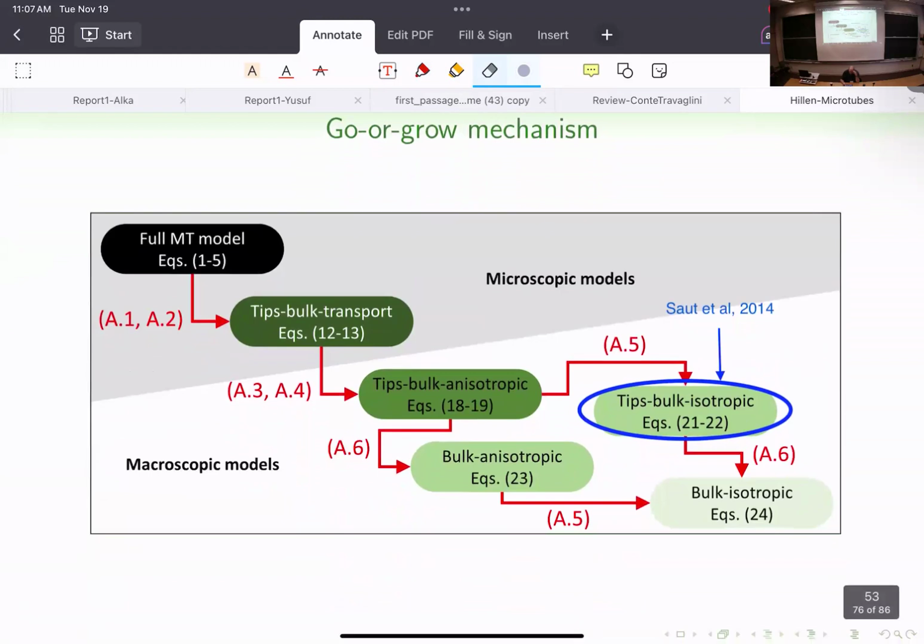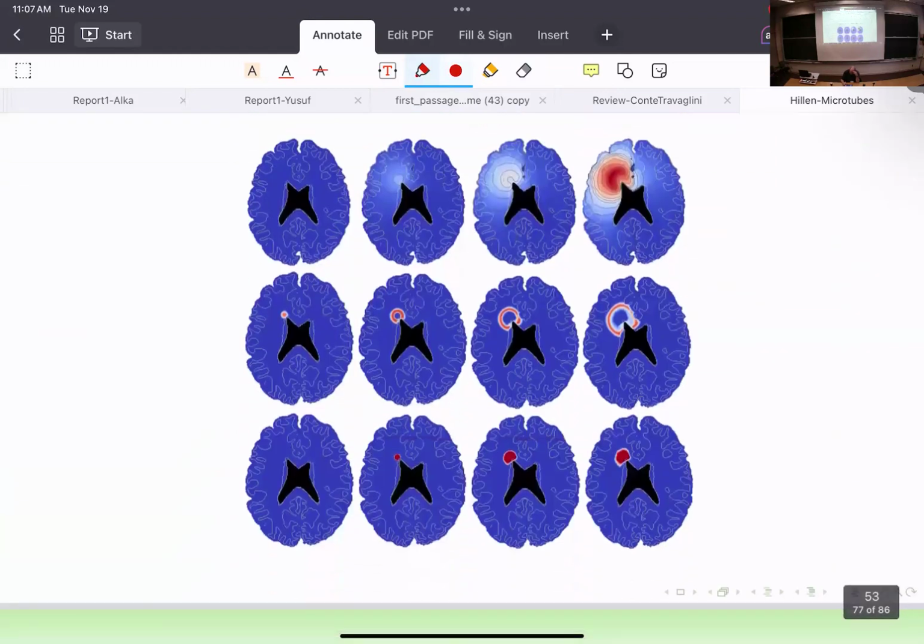Now for the go or grow model, there's a paper by Sort where this has been applied to real data. And I'll show you this here.